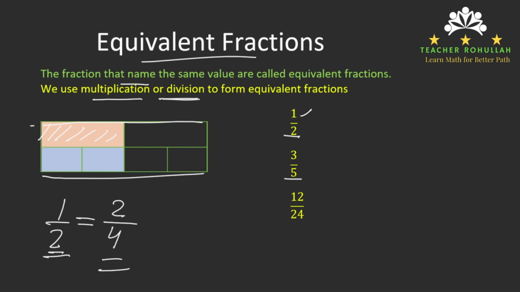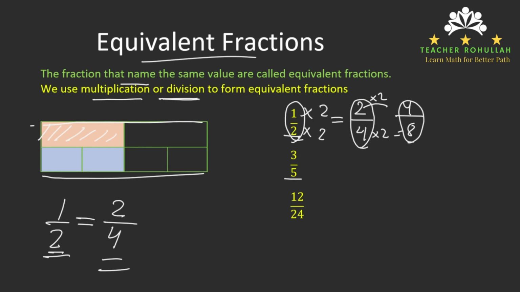We multiply both the numerator and denominator by the same number. So let's multiply by 2. 1 multiplied by 2, and here 2 multiplied by 2. 1 multiplied by 2 is 2, and 2 multiplied by 2 is 4. 2/4. We can continue. We can again multiply it by 2. 2 multiplied by 2 is 4, and 4 multiplied by 2 is 8. This is 4/8. So in this case, 2/4, 4/8, and 1/2 are equivalent fractions. We use multiplication to form equivalent fractions of 1/2.